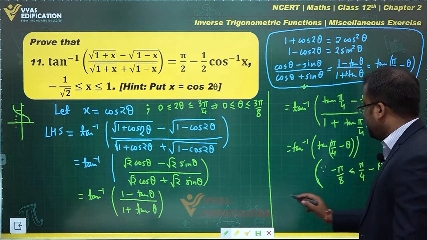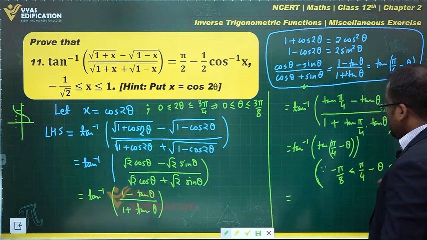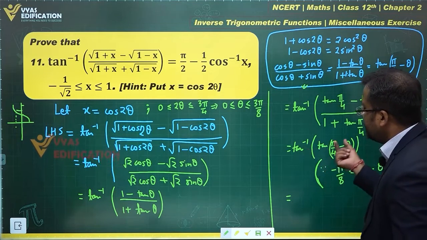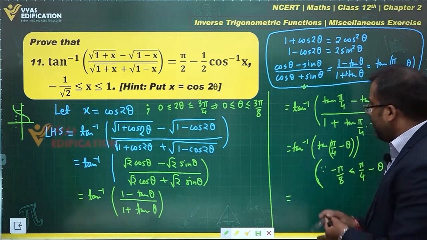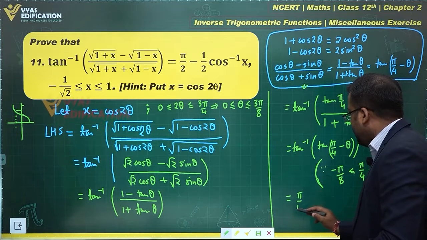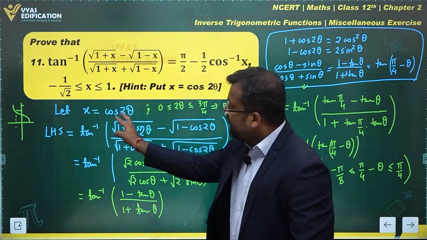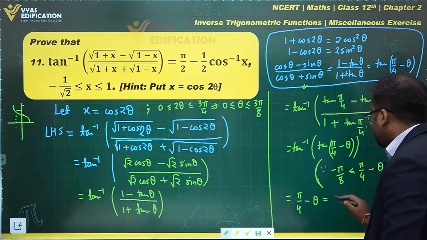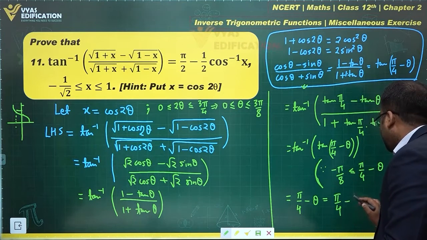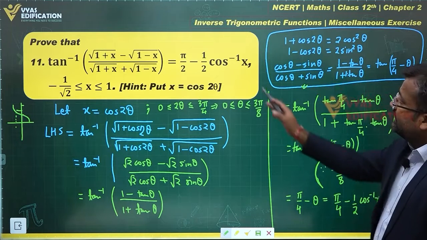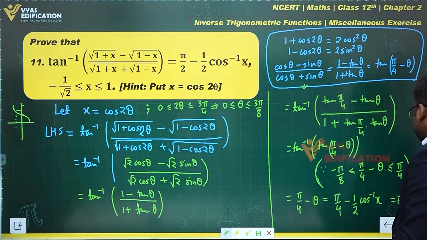This is pi by 4 minus theta. From this to this value, this is fourth or first quadrant only. In fourth or first quadrant, tan inverse of tan x is simply equal to x. Therefore, this is pi by 4 minus theta. Now what is theta? 2 theta is cos inverse x. Theta will be half of cos inverse x. And yes, this is my RHS.